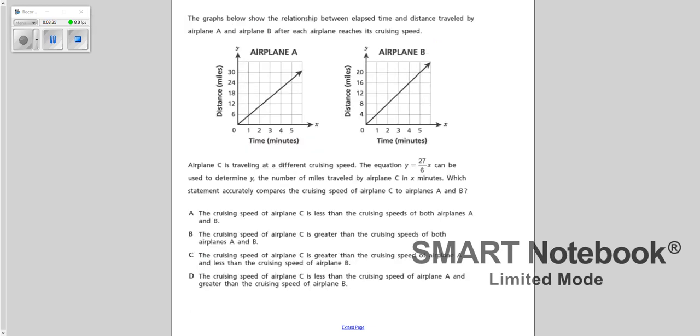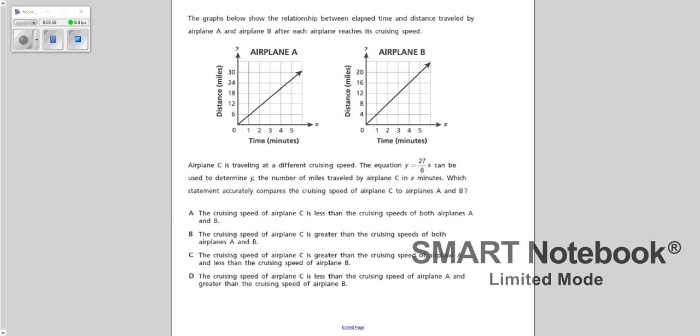Here are 2 airplanes, and we're talking about the distance they travel in minutes. This one's hard to look at because it looks like they're going the exact same speed, but I noticed that the y-axes are counting by different amounts, so you have to be very careful. And then airplane C is traveling at a different speed based on the equation. So let's figure out the speeds for each one.